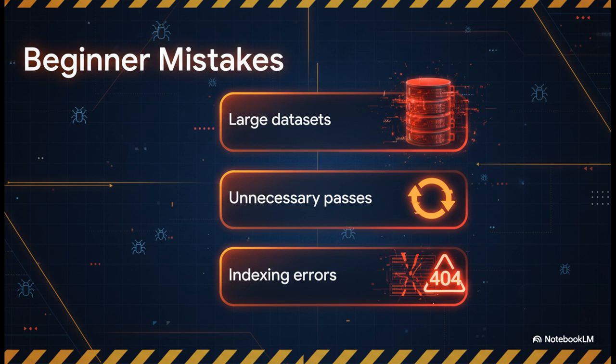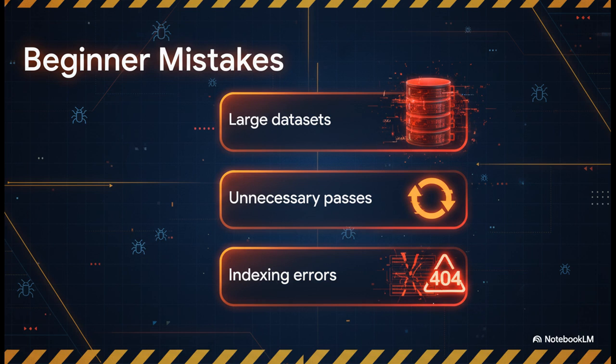Second, unnecessary passes. A really common beginner mistake is forgetting to stop the algorithm early if no swaps happen during a pass. Think about it. If you go through the entire array and don't swap a single thing, the list is already sorted. But an unoptimized bubble sort, it's just going to keep running blindly.